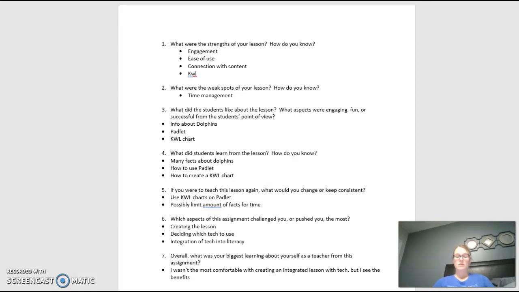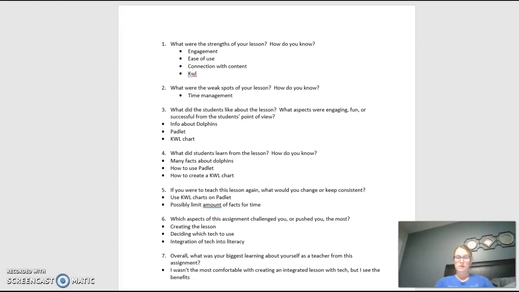Something I would change, maybe limit the amount of facts just for the time. So if there's only half an hour of time for this lesson, you can only write 3 Ks, 3 Ws, 3 Ls or something. You hate to limit students when they're excited about something, but if there's not so much time, maybe just tell them, do these 3, and then if there's extra time, come back or work on it in your free time. I think that would be helpful.